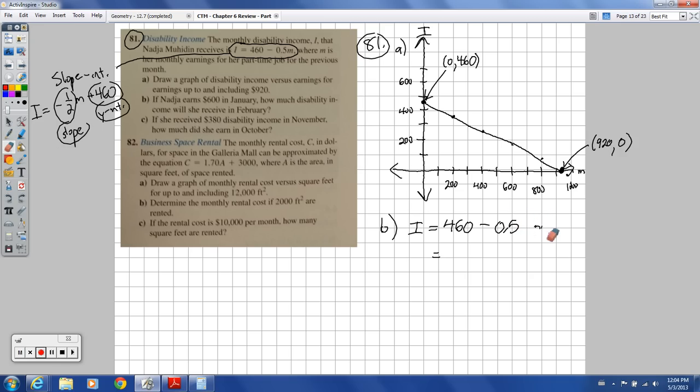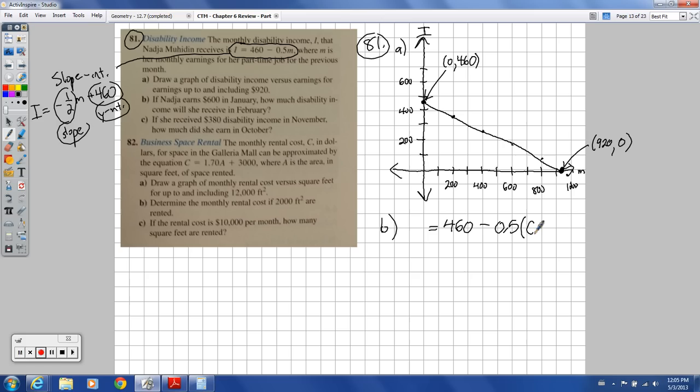How much monthly income, the disability income, is M. This I want to say is 600. So we're solving for M instead. So 600 gets plugged in right here. Solving for M, if I subtract 460 first of all, that would give me 140 equals negative 0.5 M. Divide by negative 0.5, and that'll make... Hold on a second. I was doing it right at the beginning. Got to read it more carefully.